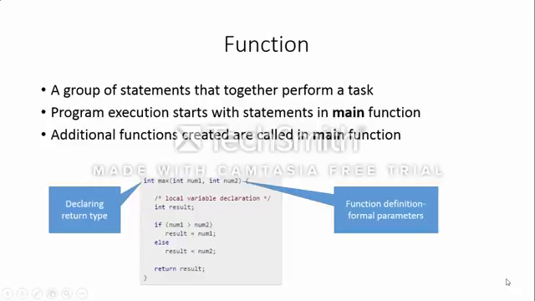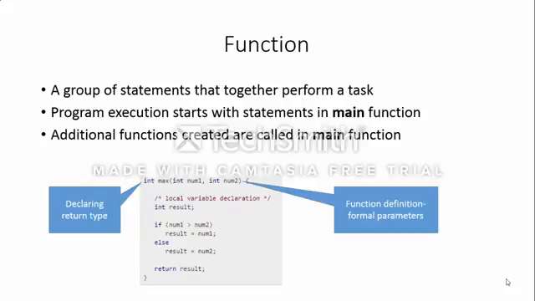In this video, we are going to cover the basic method of writing C program, which consists of function, pointer, structure, and files input-output. Function is a group of statements that together perform a task. Program execution starts with statements in main function.